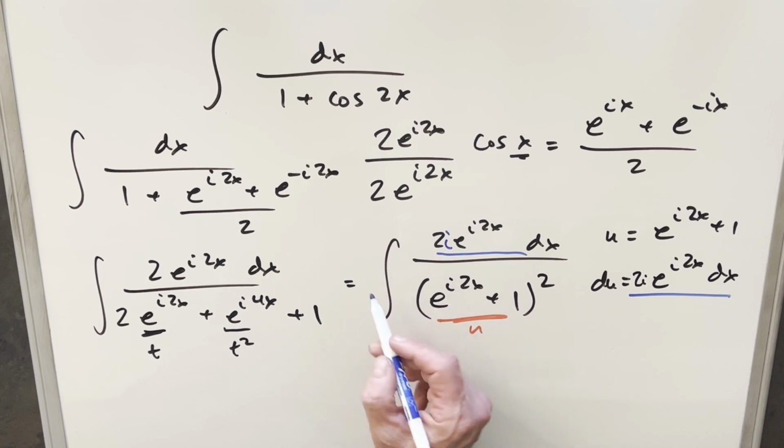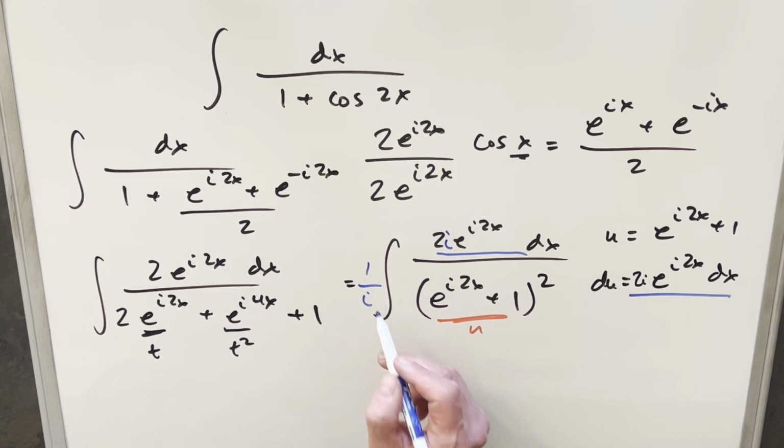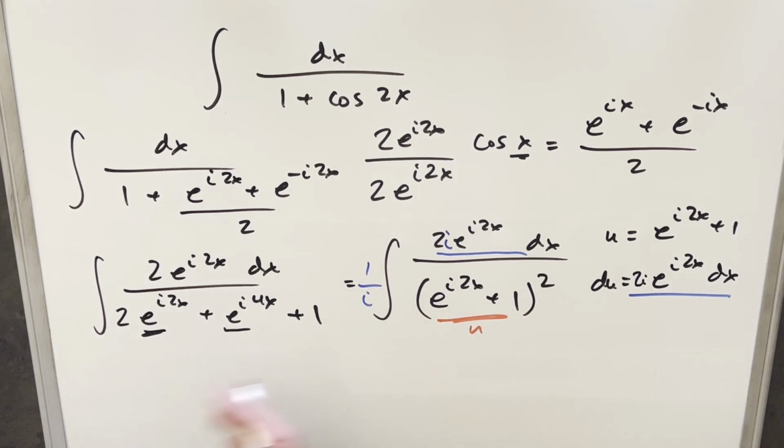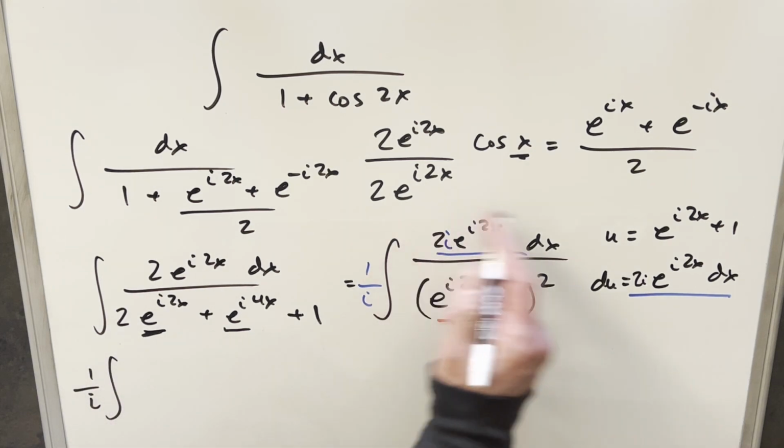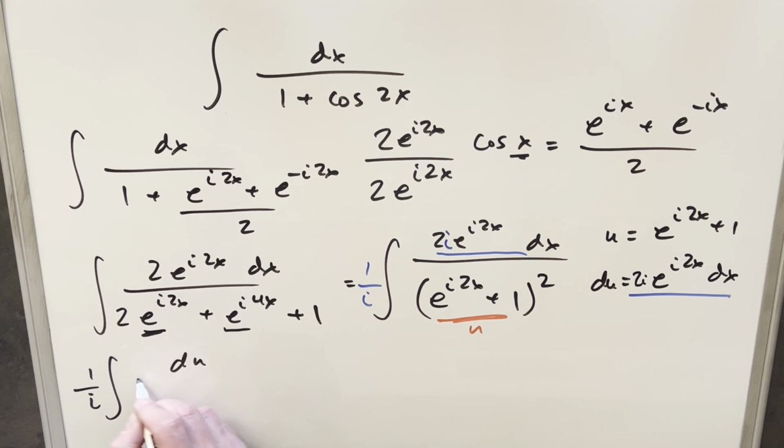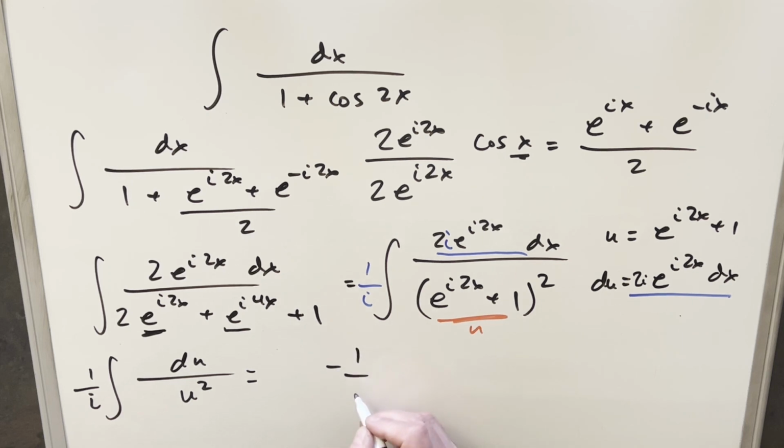So let's create that so we can set up this substitution. I'll multiply in an i here, but I don't want to change it, so we'll multiply by 1 over i in front. Now we have our 1 over i in front. Again, the whole numerator just became du, and this is just going to be u squared. The integral of du over u squared gives me minus 1 over u, and then we'll have this 1 over i in front. I'm just going to leave it like that for now.